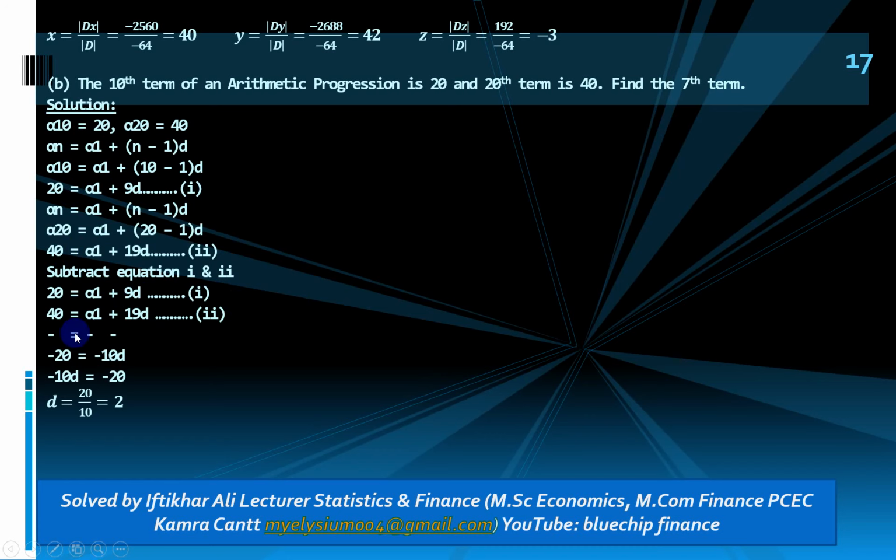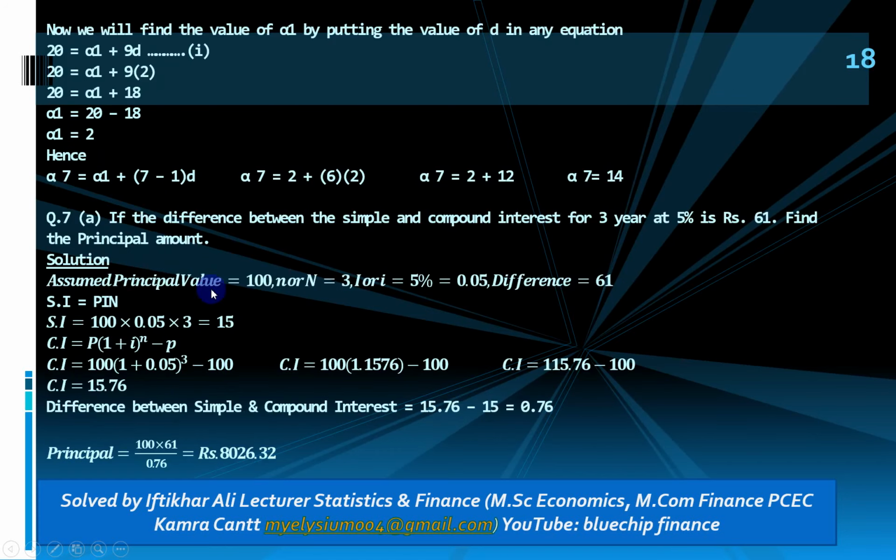Now take these two equations 1 and 2 and apply the simultaneous linear equation method for the calculation of d. Just change the sign. Alpha 1 will be cancelled and 20 minus 40 will be minus 20, and 9d minus 19d will be minus 10d. Minus will be eliminated from both sides and d finally will be equal to 2. Now you have d, and now we will find the value of alpha 1 by putting the value of d in any equation. So just put the value of d in this equation and alpha 1 will be 2.